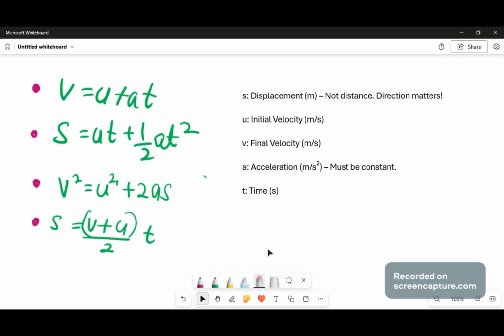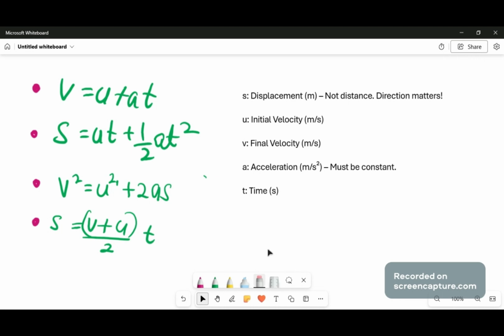U stands for the initial velocity, and the SI unit of measuring initial velocity is meters per second. And V stands for the final velocity. The SI unit of measuring final velocity is also meters per second. A stands for acceleration.